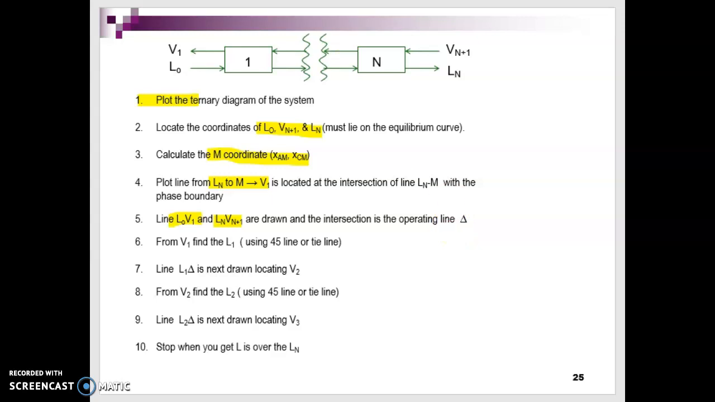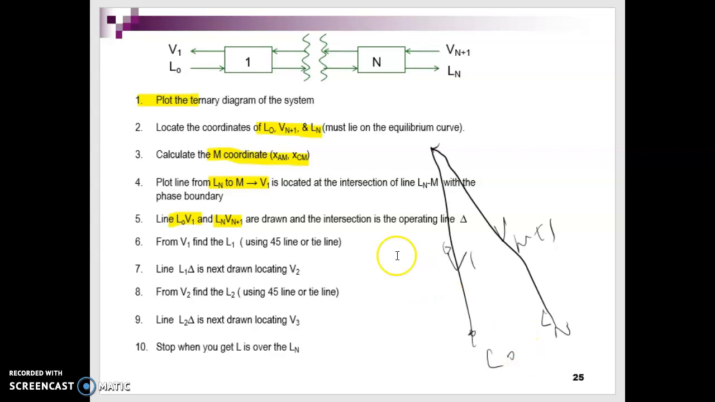So you need to connect between your L naught, V1 and Ln, Vn plus 1. So you connect this line. Okay, find V1 and L1 using the 45 degree line or tie line. Line L1 is next drawn, locating V2. V2, find L2. L2, find V3. Stop when your final L is over your Ln or touches your Ln.